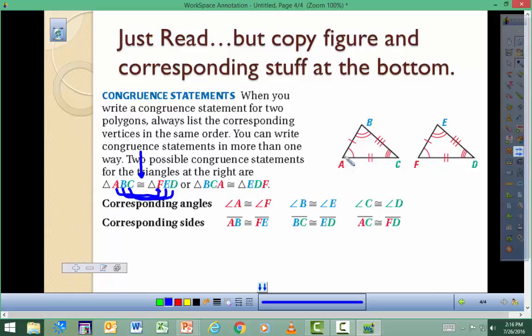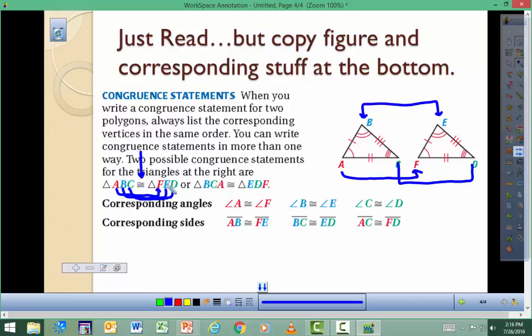Like for example, A, this angle here has one tick mark on it, and it matches up with angle F over here that has 1 tick mark. You see? Angle B has 2 tick marks, and it matches up with angle E. Okay? And then angle C is the third, matches up with angle D. So since A matches up with F, and they did this by doing the same color in both of these cases, this is what we mean by corresponding. The corresponding parts need to match up.